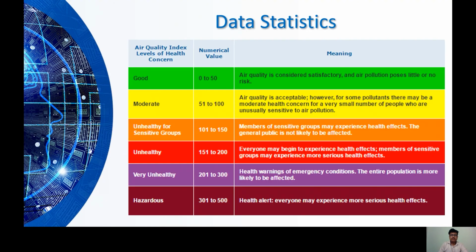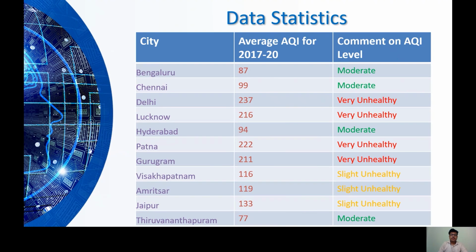The next chart shows the air quality index levels based on the health concern and their corresponding numerical values. This table shows the average values of AQI of different cities over the year interval 2017 to 2020 and their corresponding level of health concern based on the previous chart.